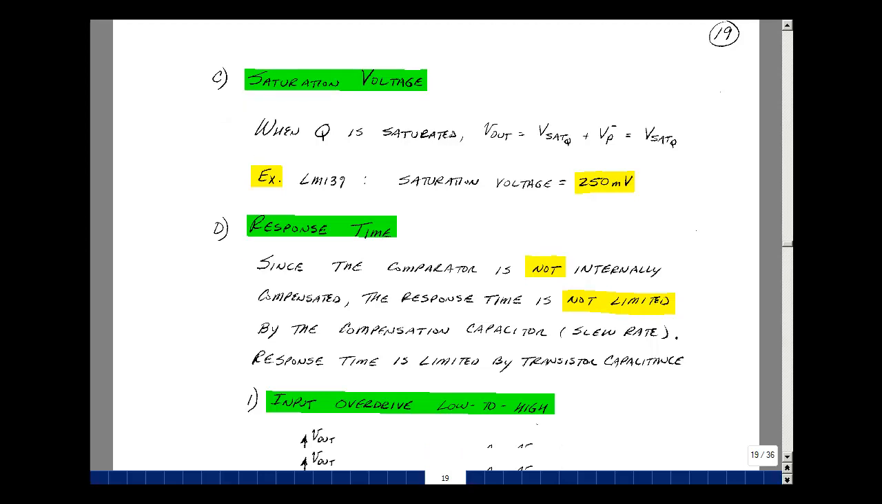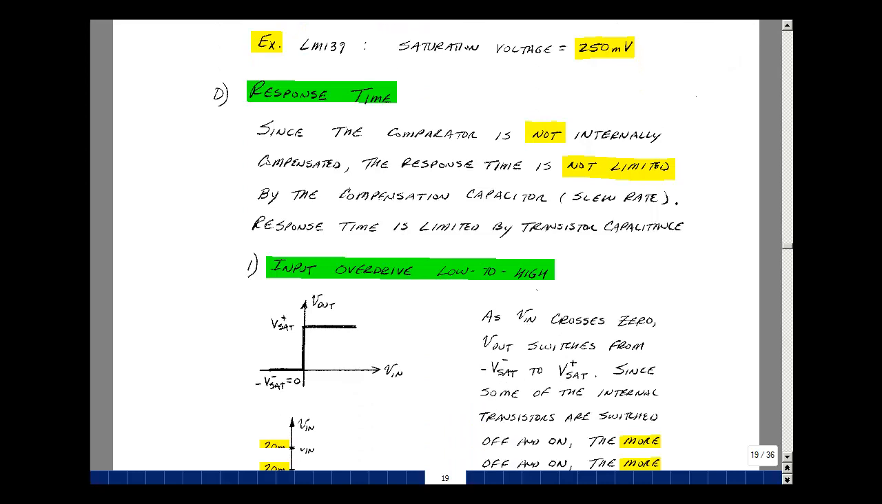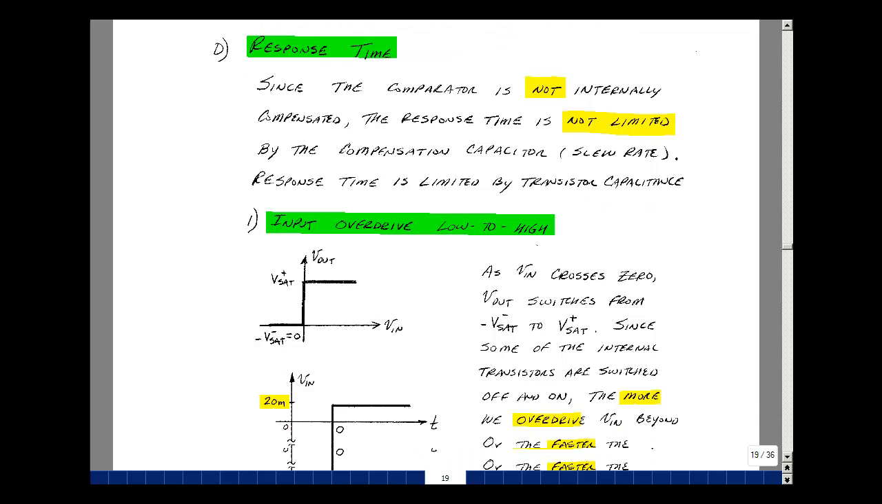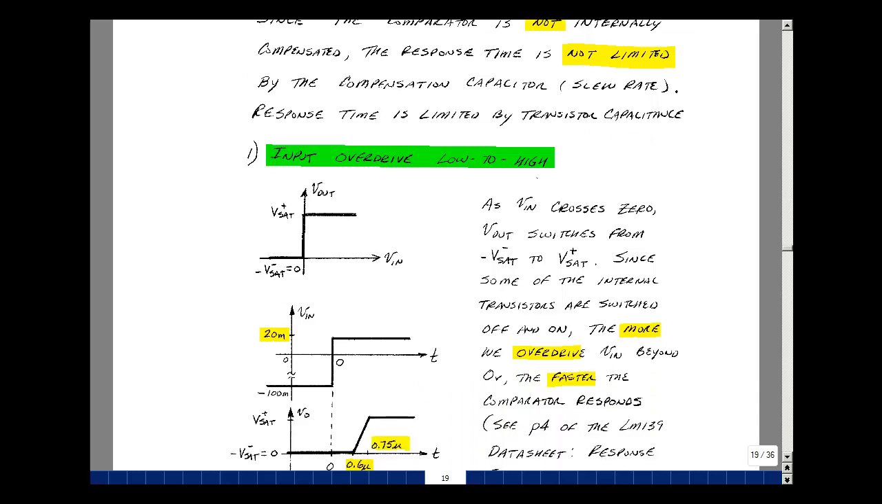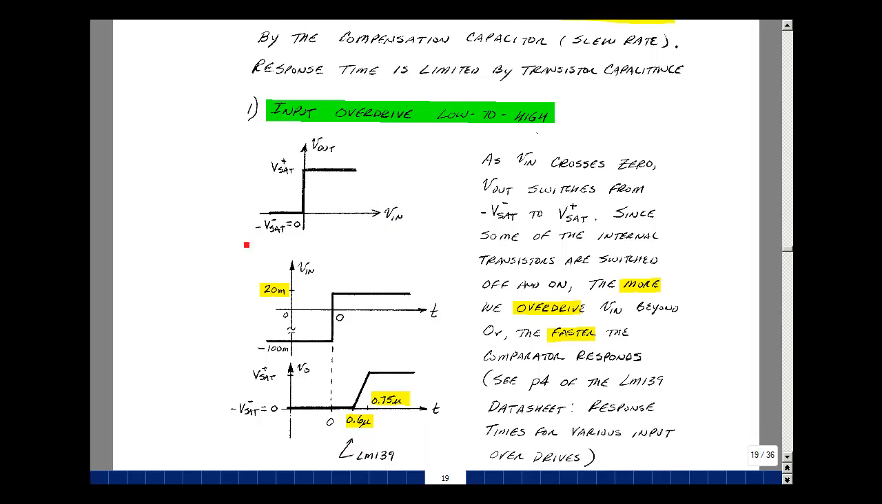Next thing to take a look at is what's called response time. Now the comparator is not internally compensated like the op-amp, so there is no slew rate. It simply switches as fast as it can. It's really limited by the transistor capacitance. So if we take a look at our transfer curve again, let's suppose that we have a 0 plus power supply. So we're going to saturate from roughly 0 volts to roughly the positive power supply as we pass through 0 volts for Vn. Okay, now suppose that Vn goes from a negative voltage to a positive voltage. What's going to happen? Well, the output's going to try to go high, but it's going to take some time for it to respond.